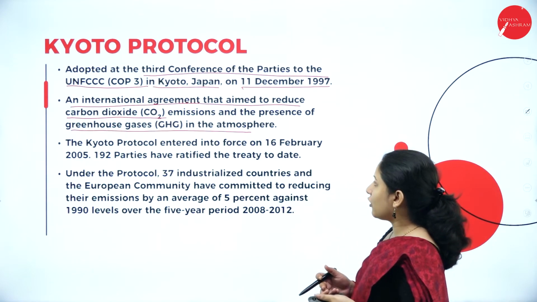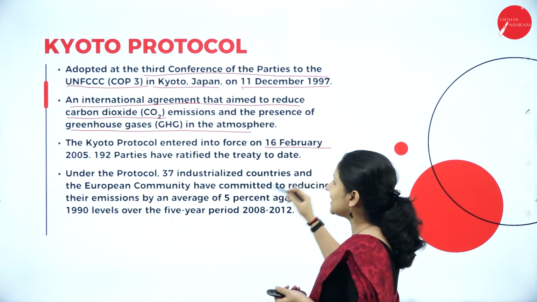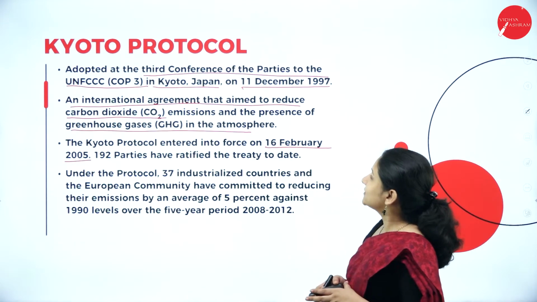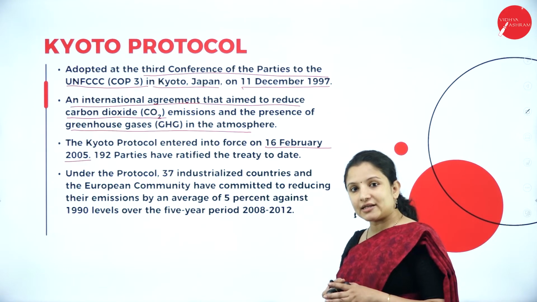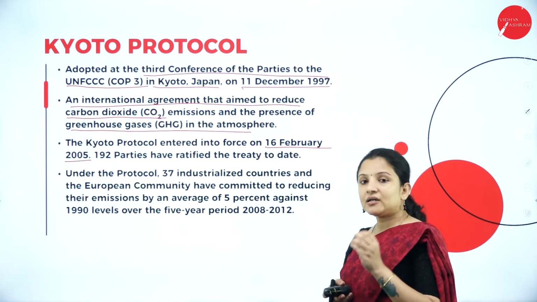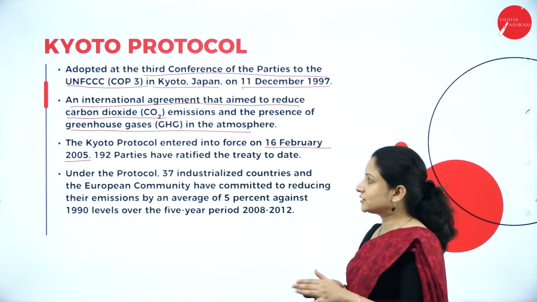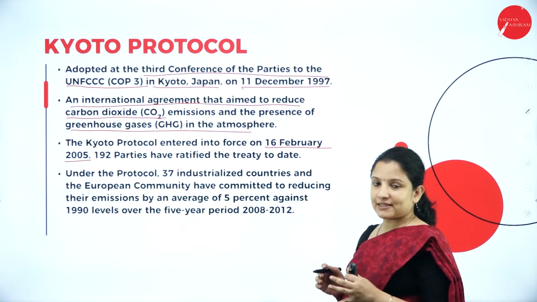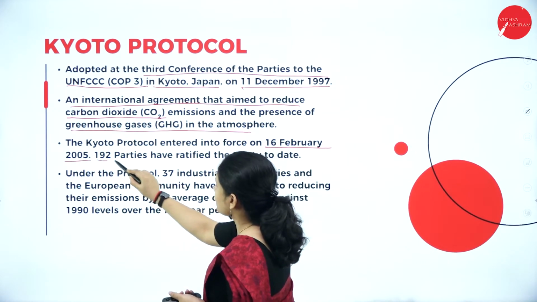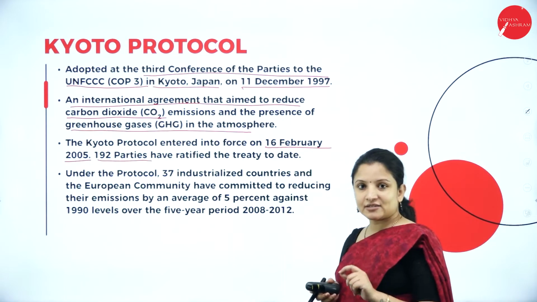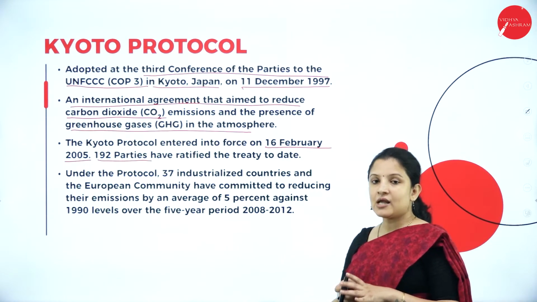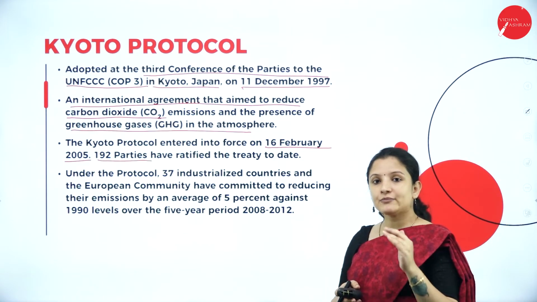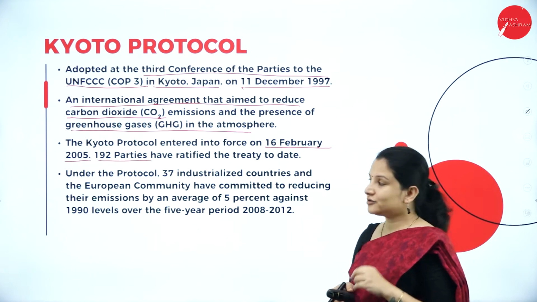The Kyoto Protocol entered into force on 16th February 2005. So it was adopted on 11th December 1997 in a conference held in Kyoto in Japan, but it came into full force on 16th February 2005, and at present there are about 192 parties that have signed this Kyoto Protocol treaty, and till date they are following this protocol wherein they aim to prevent the use of greenhouse gases.